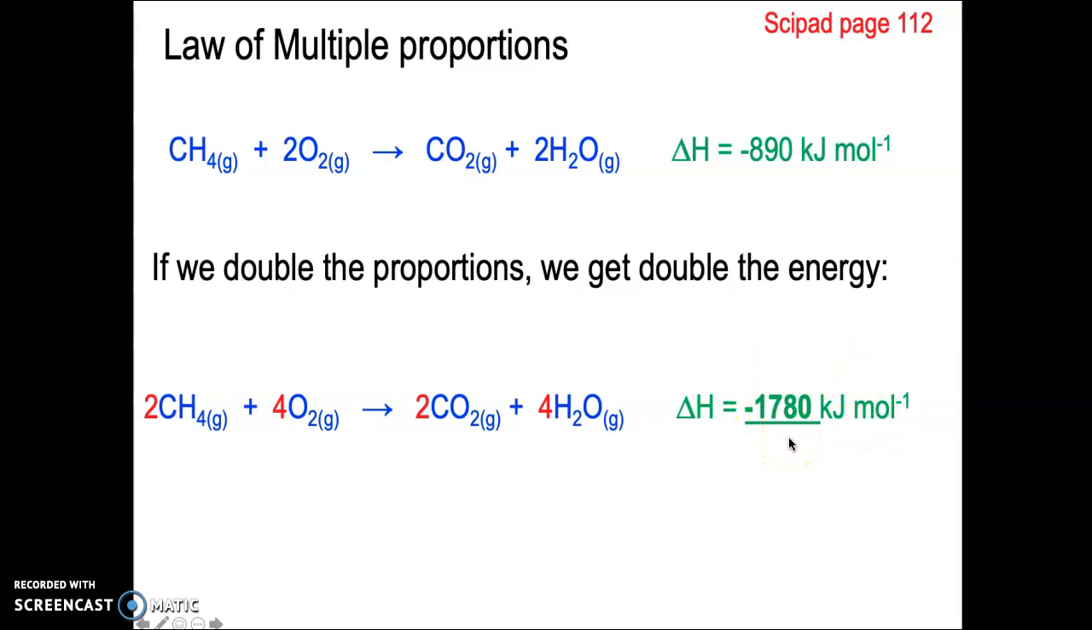I guess you could think of it like chocolate bars. If you eat 1 chocolate bar, you're getting, let's say, 250 calories. If you eat 2 chocolate bars, you get 500 calories. It's the same idea with this. It's a law of multiple proportions.